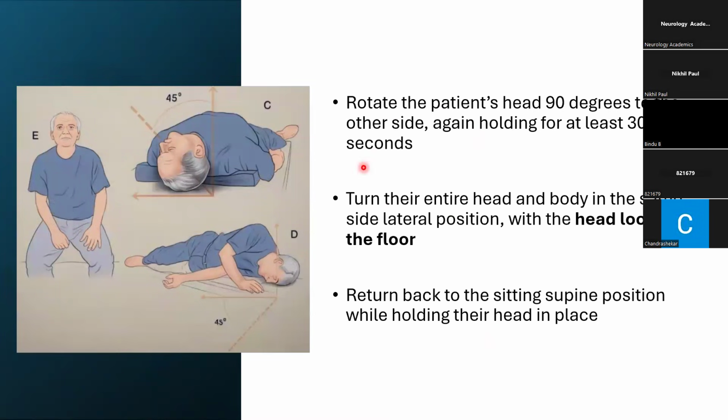So next we rotate the patient's head 90 degrees to the opposite side. So initially it was to this side. We rotate 90 degrees to the opposite side. The next step is turn the body to that side so that the head looks directly downwards. So that is the important part. The head should look at the floor. And after that, we make the patient come back to the sitting position.